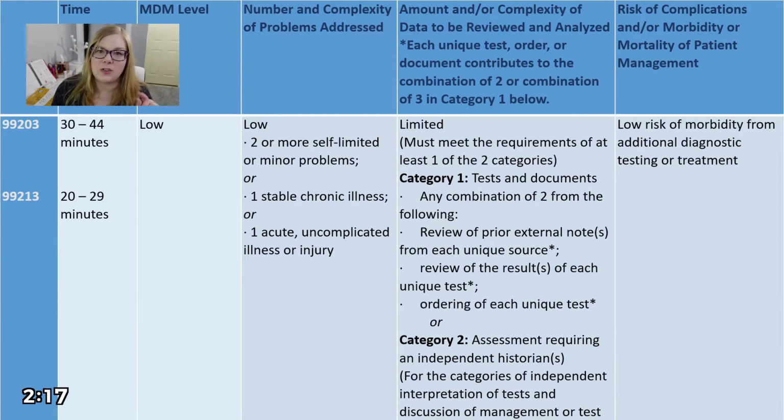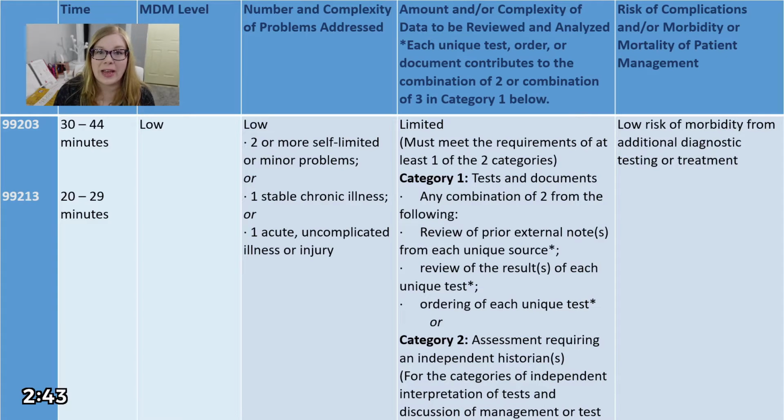That means they have to meet at least one of the 2 categories here in bold. Category 1 means we would have any combination of 2 of the following: review of a prior external note from each unique source, or review of a result from each unique source, or ordering of each unique test. External means it's from an external physician, external qualified healthcare professional, or external facility or healthcare organization. Tests are any imaging, labs, psychometric, or physiological data.